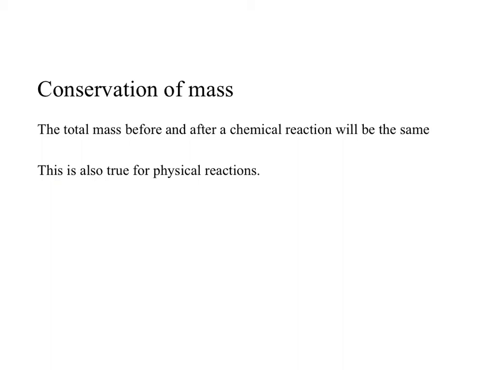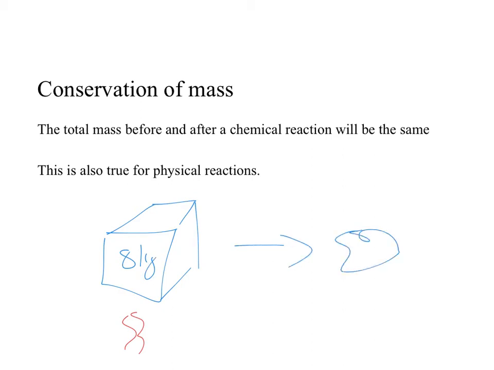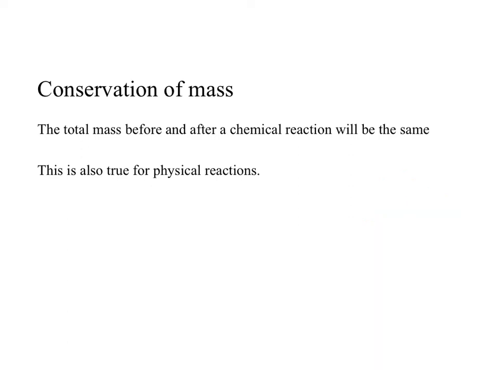So looking at an example of a physical reaction here, if we have an ice cube and we melt it, there's some fire underneath. If the ice cube weighed 8 kilograms before, then we would have a pool of water that has a mass of 8 kilograms afterwards. So the mass is the same before and afterwards. None of the material should disappear, and no new material should come out of anywhere. And the same can be said for a chemical reaction.